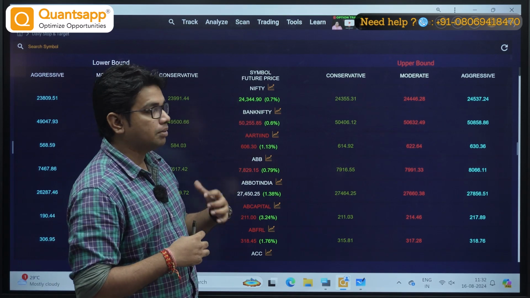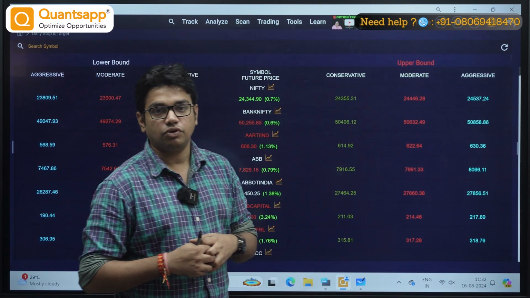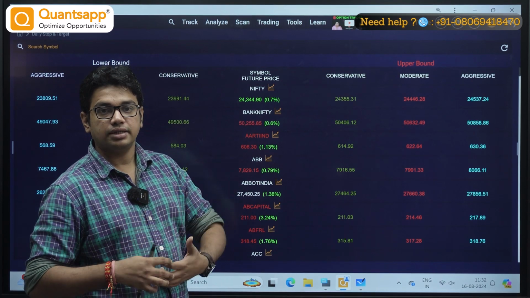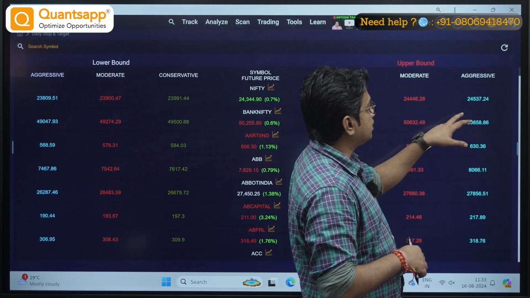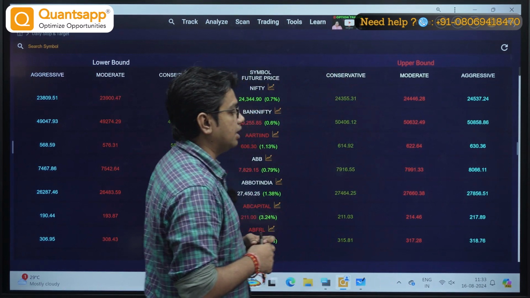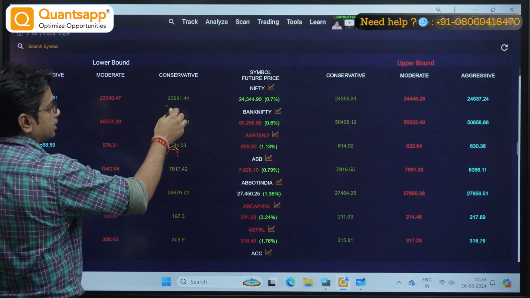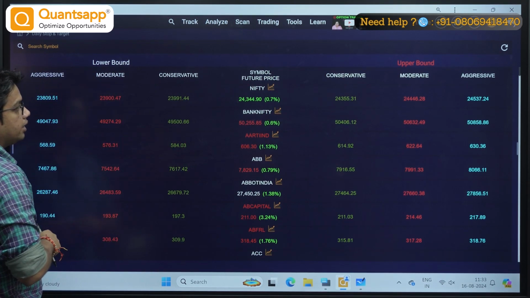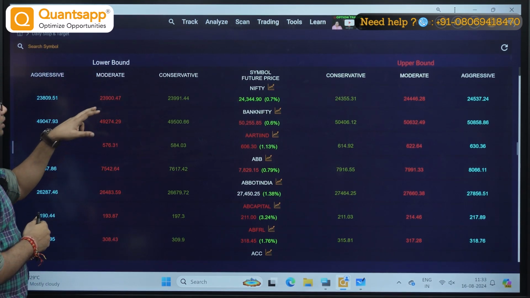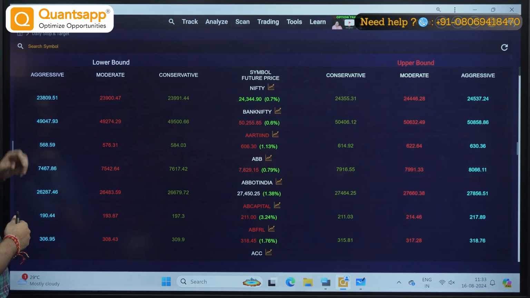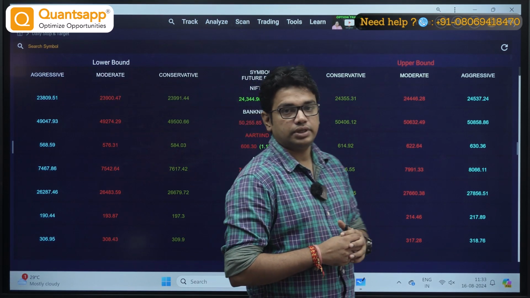Now I am a moderate risk taker, so my next target will be 24,446. If I am an aggressive trader, I like to take more risks, then my optimal target will be 24,537. Similarly, if I go downside, this will be my stop loss, 23,991, and this will be my lower bound level, 23,900 and 23,809. So this is how I am going to take the trade.